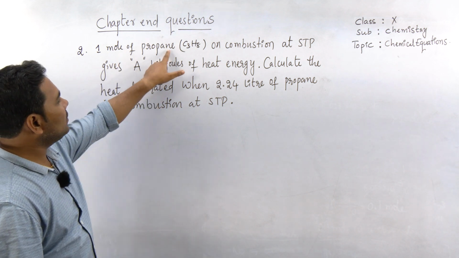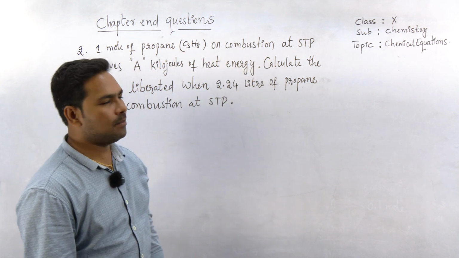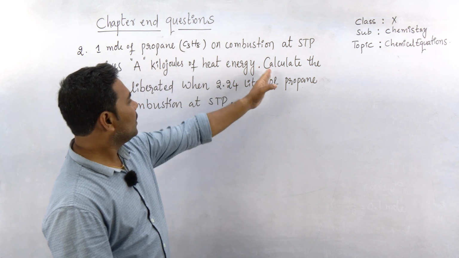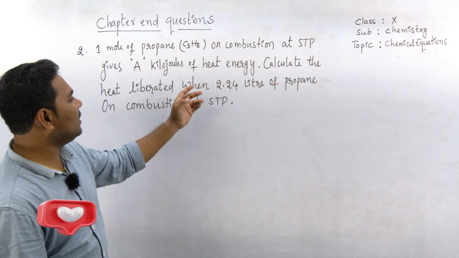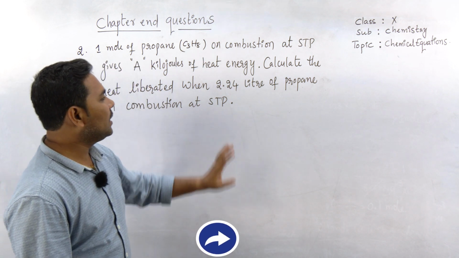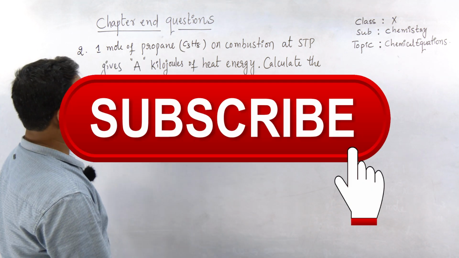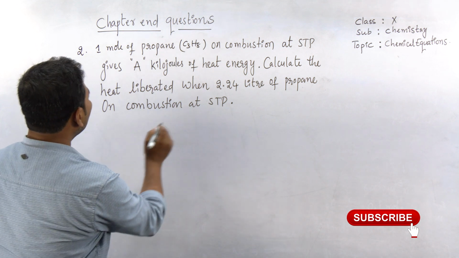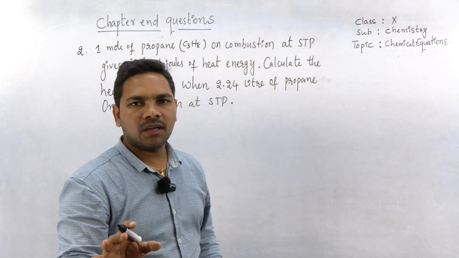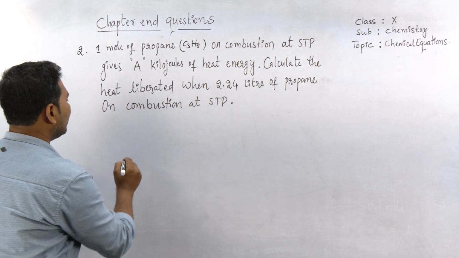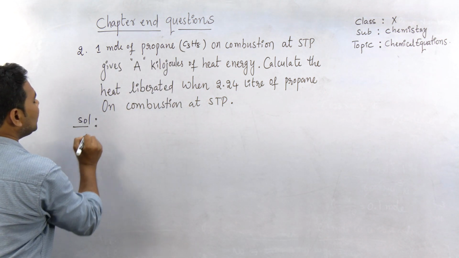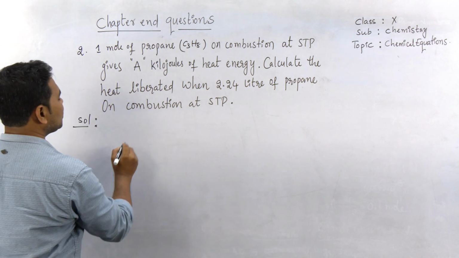1 mole propane on combustion at STP gives A kilojoules of heat energy. Calculate the heat liberated when 2.24 liter of propane is burnt at STP. Now in this question, the chemical reaction involved is combustion of propane. So let us write the balanced equation for combustion of propane.